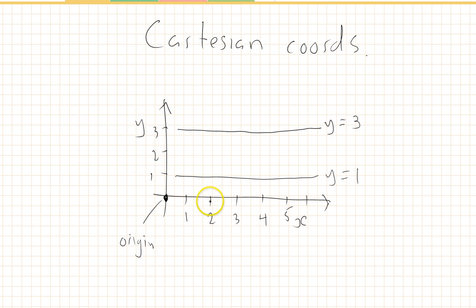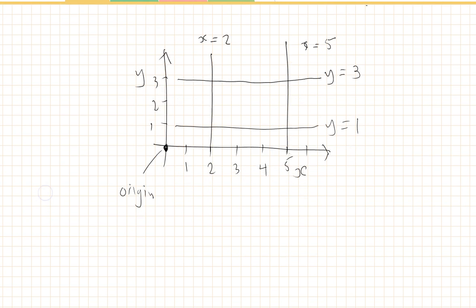And you can look at the vertical numbers. This is x equals 2 because it's this point here produced going up there at right angles. This one here is x equals 5. So we can describe lines on the plane using this notation.